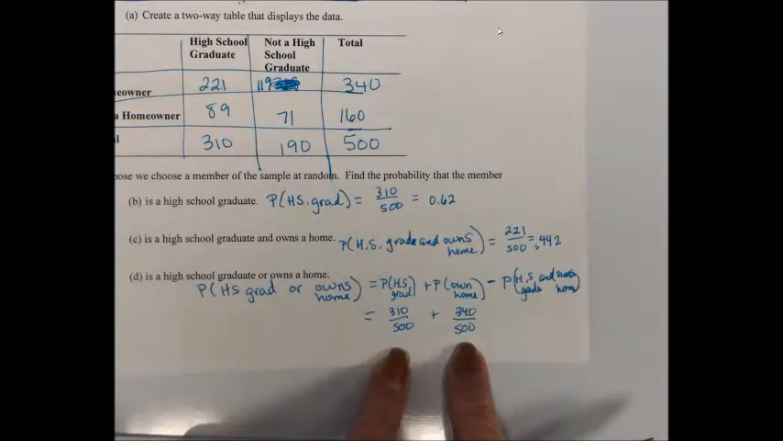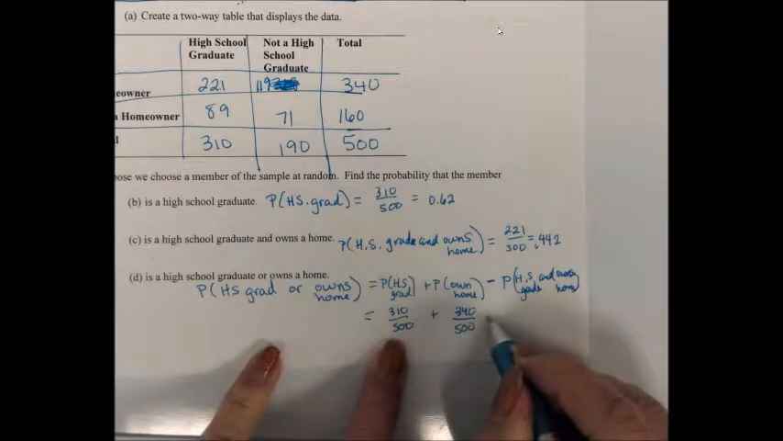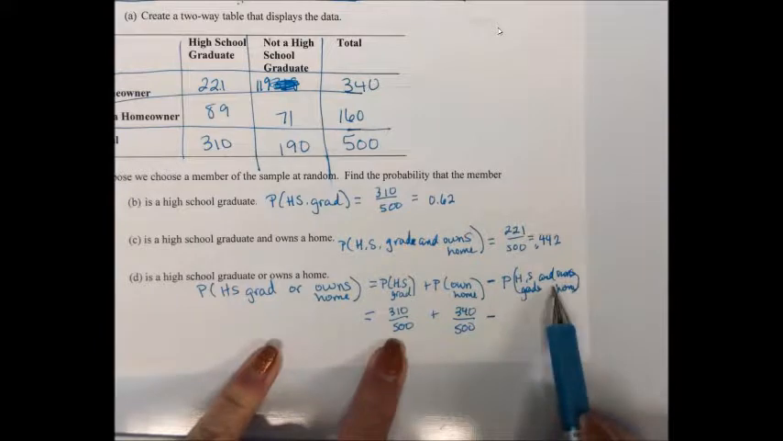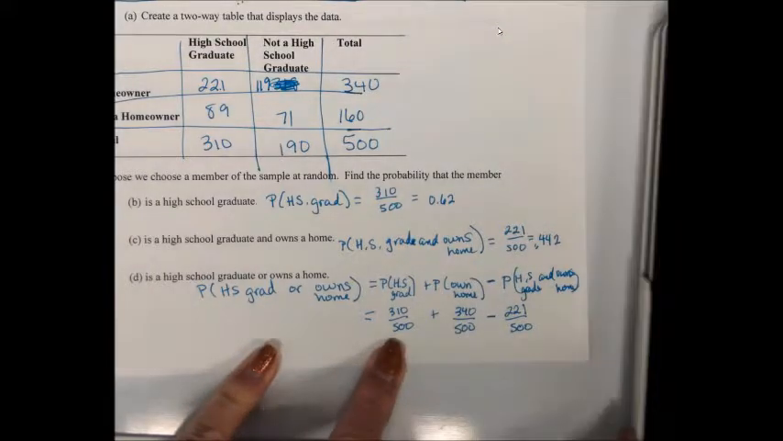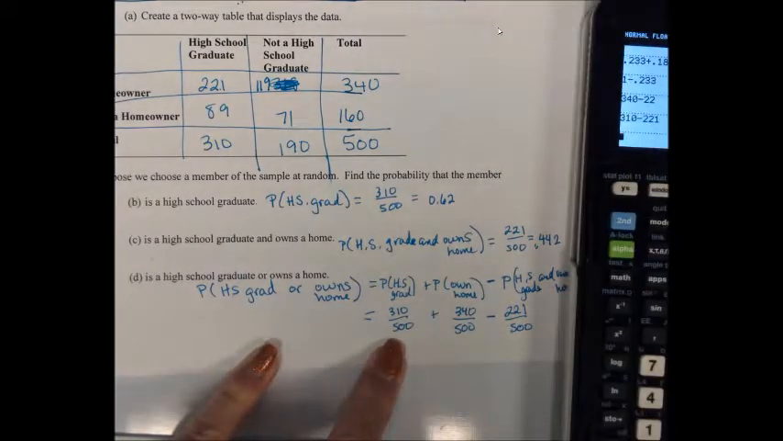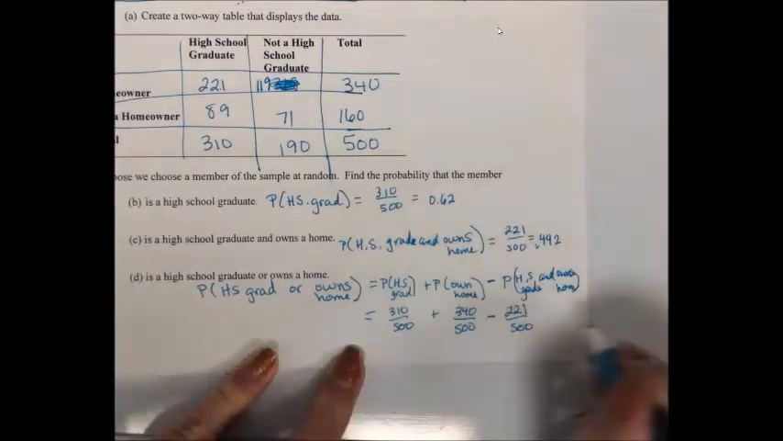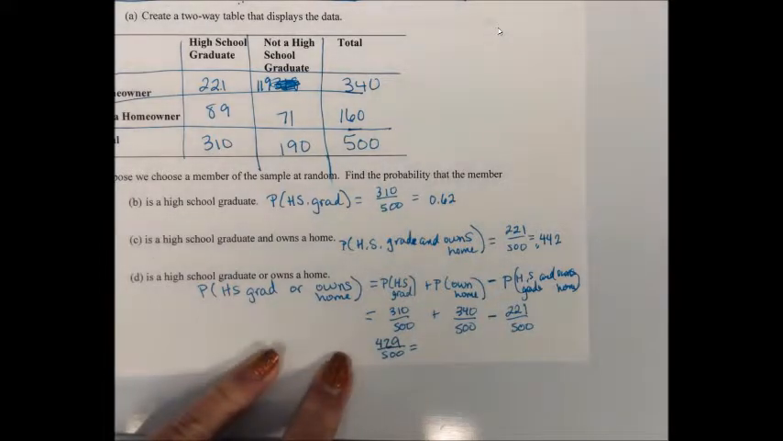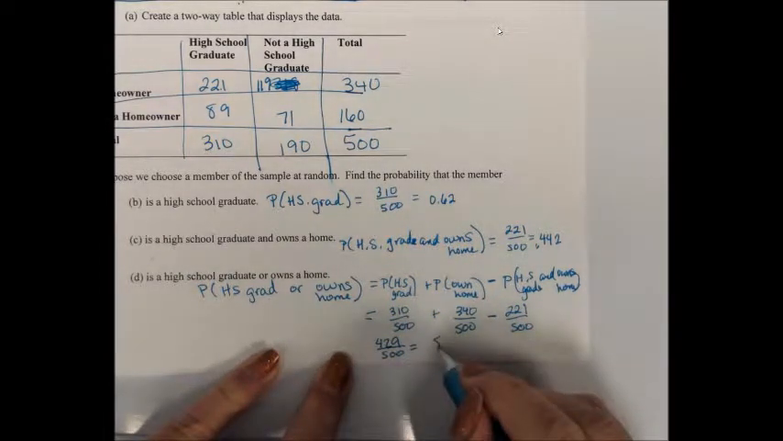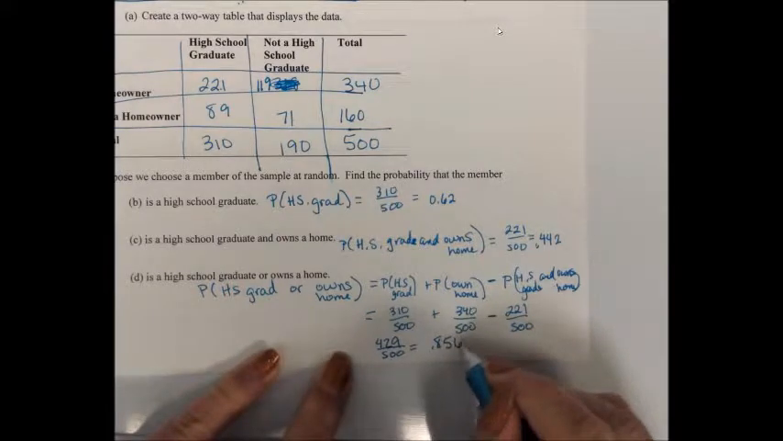So again, that doesn't make sense. I have to subtract out the group that was in both. So the group that was in both was the 221 out of 500. So if I add up my 310 plus my 340 and subtract out my 221, I am left with 429 out of 500. So that is 0.858, so almost 86%.